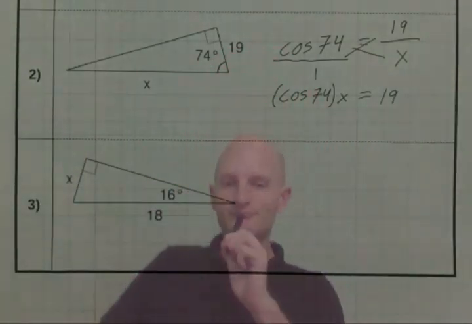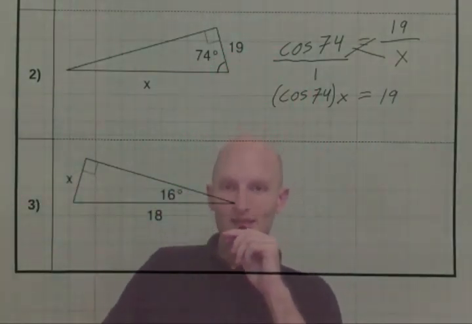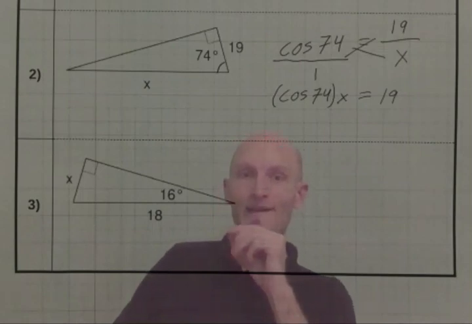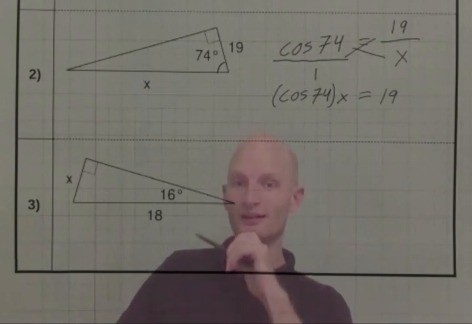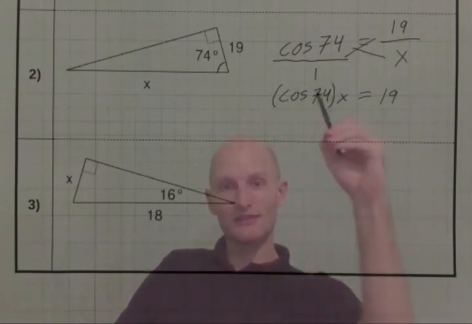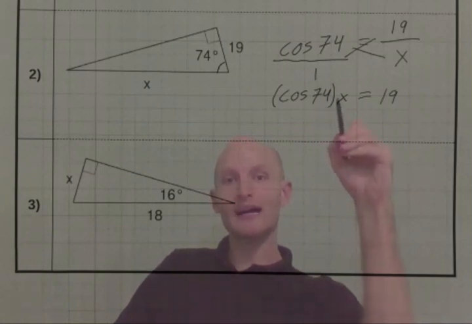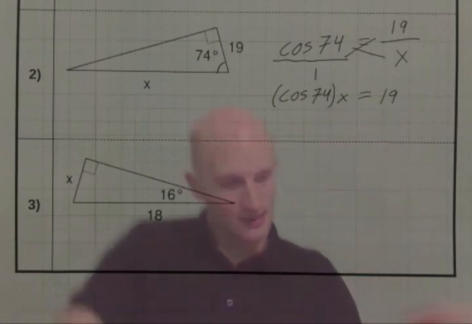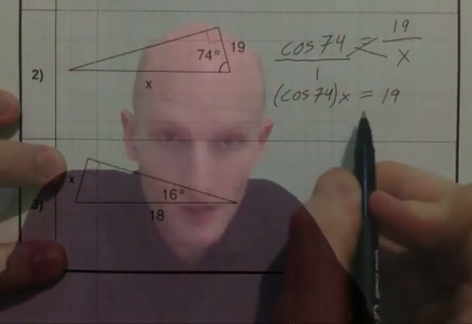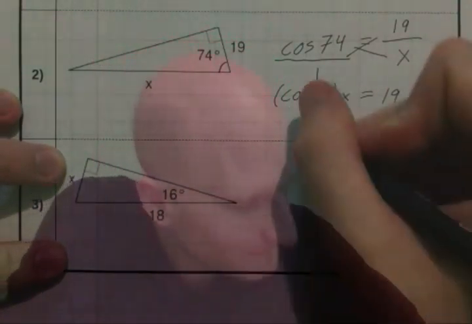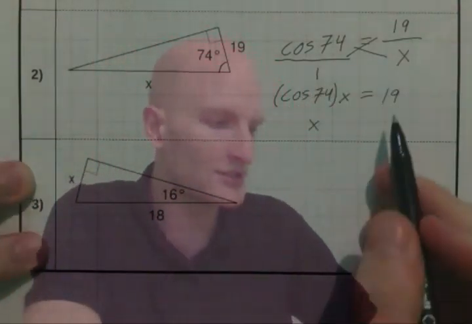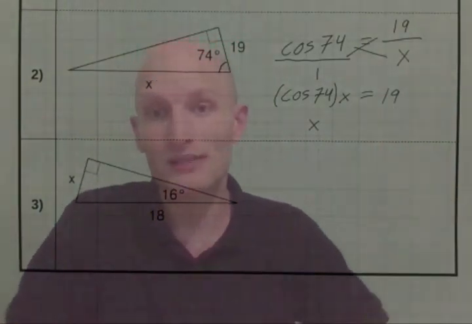Right? Now, how do we find x? We need to divide both sides by cosine of 74, right? Because this is cosine of 74 times x equals 19. So divide by cosine 74, you get x, right? And then we need to do 19 divided by cosine 74.